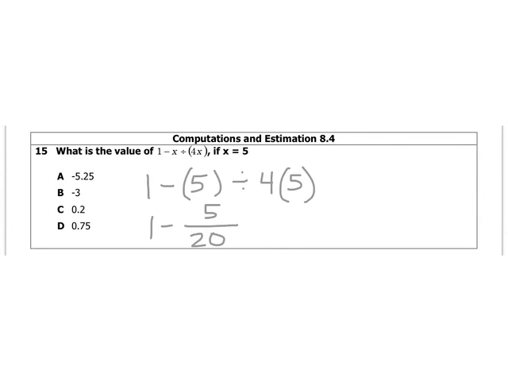So 1 minus, use a writing tool. 1 minus 5/20 is 1/4, which is 0.25. And we get 0.75 is the correct answer.